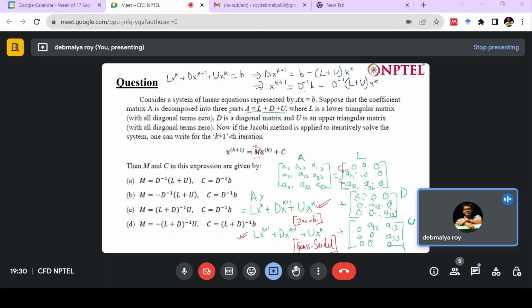So you can see what the coefficients are. D inverse B is C, and minus D inverse (L plus U) is M. So this minus sign will be given. So this B is the correct one.